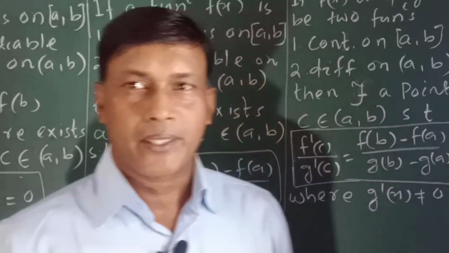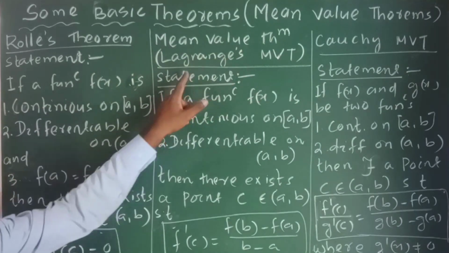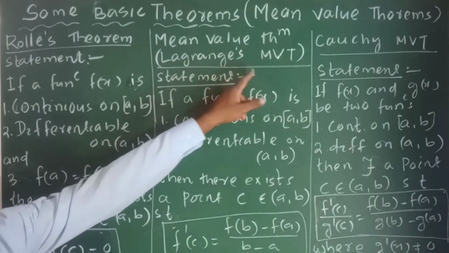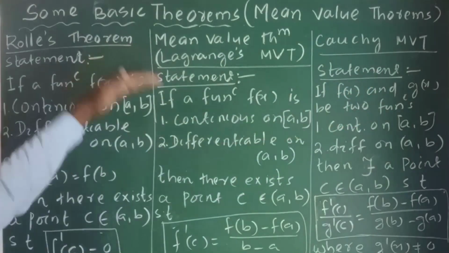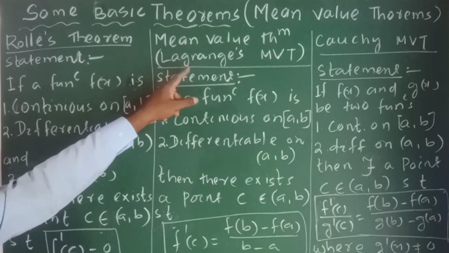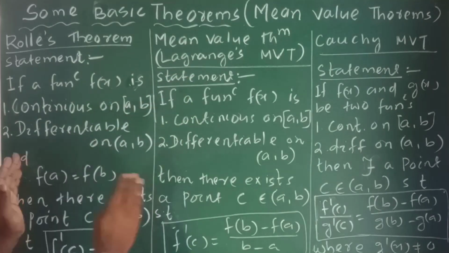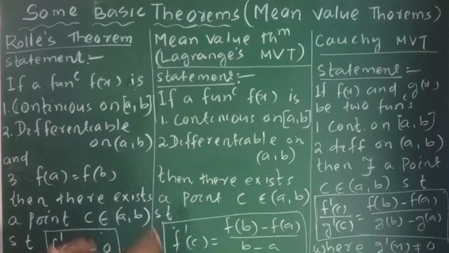So now look at here, Rolle's theorem. Mean value theorem means Lagrange mean value theorem. Lagrange mean value theorem means mean value theorem. Cauchy mean value theorem. So these three are actually mean value theorems, but this is the generalized mean value theorem. Now I have written here the three theorems comparatively. I want to compare these three statements.